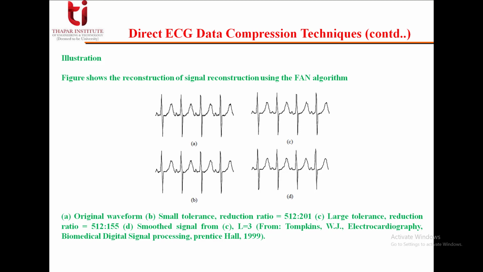This is the illustration showing the reconstruction of a signal using the fan algorithm. Figure A shows the original waveform, and figure B uses a small tolerance, giving a reduction ratio of 5122201. A large tolerance is shown in figure C, giving a reduction ratio of 5122115. Next is the smoothed signal from C, where we have taken L equal to 3 and used the smooth operation. This figure is taken from the book by Tompkins on electrocardiography, biomedical signal processing.